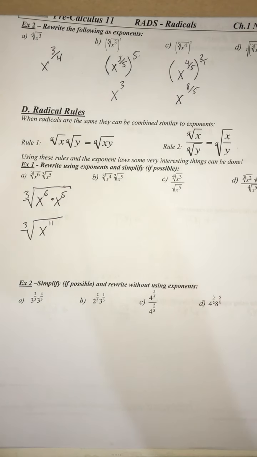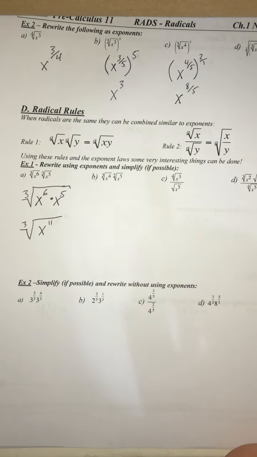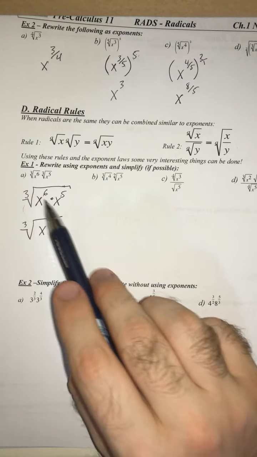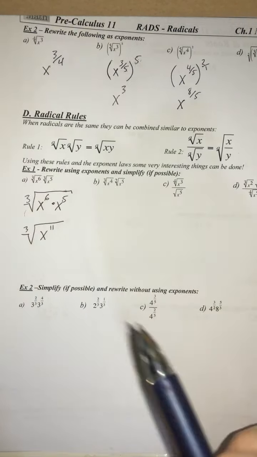Next one, oh, we got a problem. Now the roots aren't the exact same. I've got a cube root, I've got a square root. So in order to do this, I need to apply a different method. So instead of being able to do like I did here, which is the easy way, I need to first put these into fractional powers.